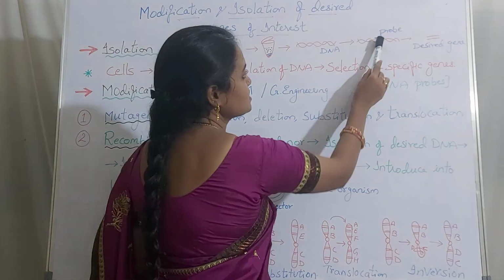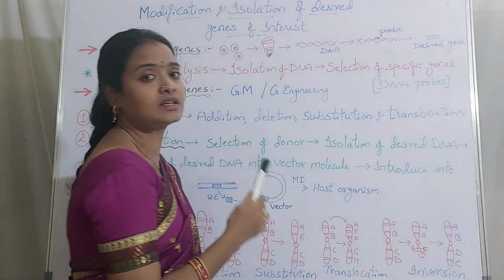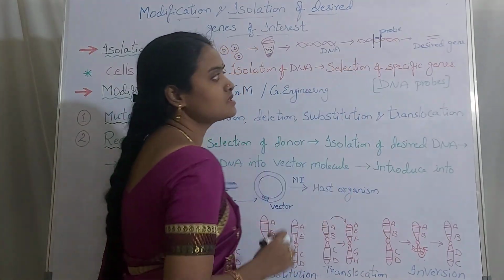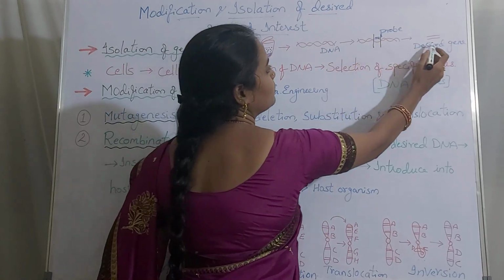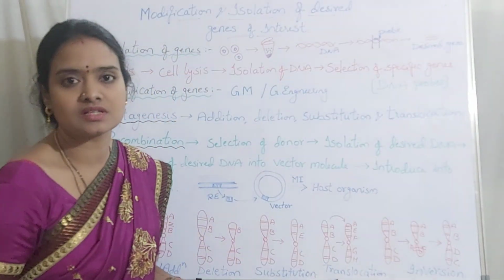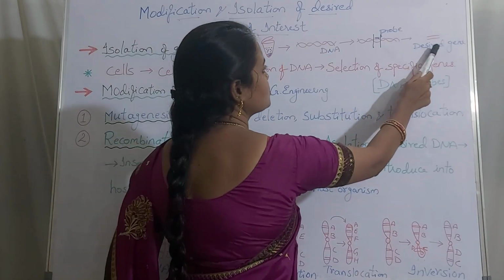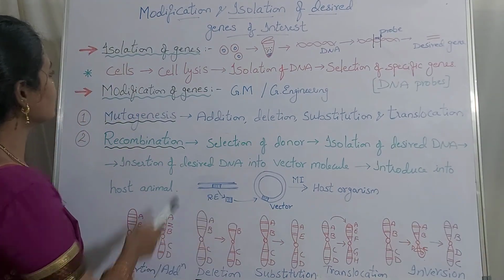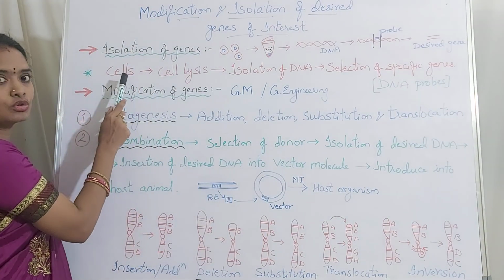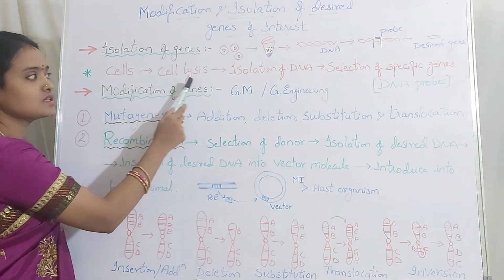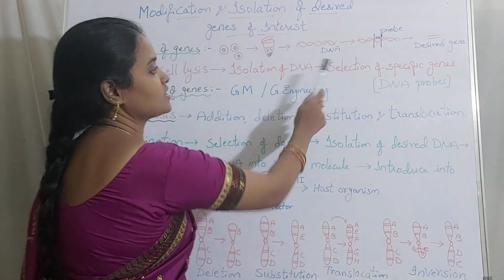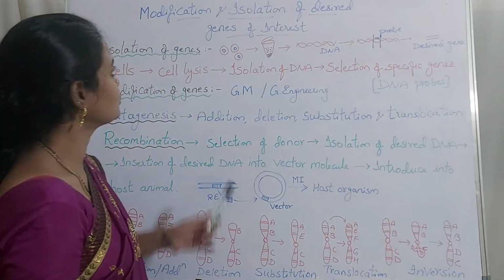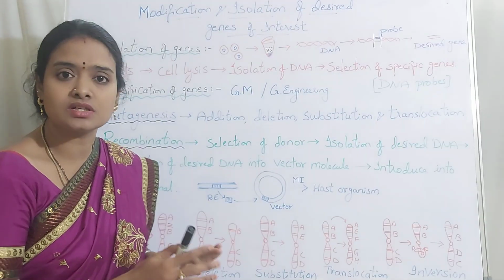So now once you have done this, you will be adding the restriction digestion enzymes, so that only the required region will be sliced, excised, and you will be getting the desired gene of interest. Right? So now this desired gene of interest can be introduced into the host animal. Okay? So here we have given: first you are going to collect the cells, then undergo cell lysis, then isolation of DNA, then selection of specific genes using DNA probes. Right? That is your isolation of the desired gene of interest.